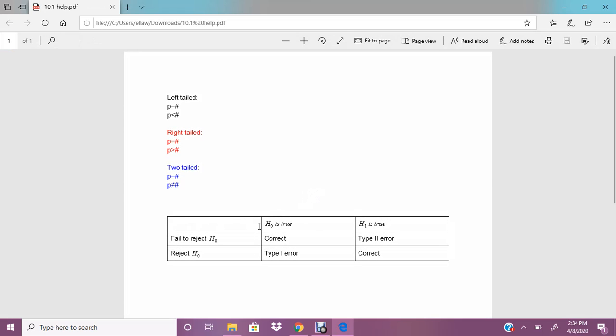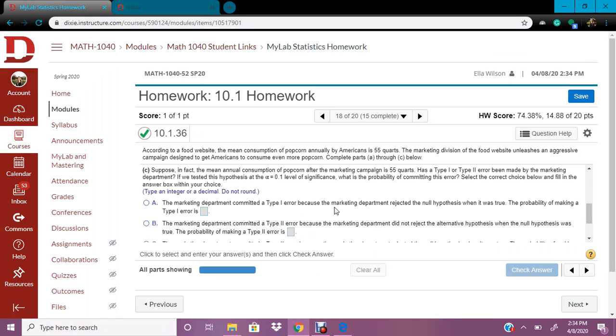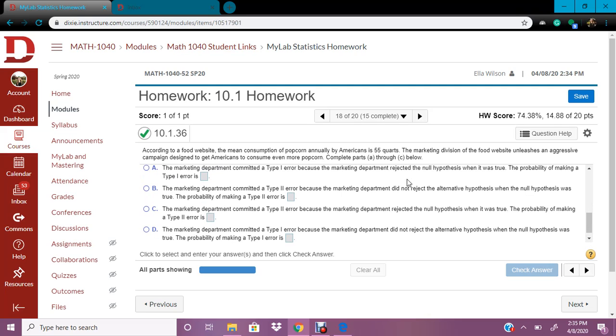So we're saying that the null hypothesis is true. And so we look down this column, and the type 1 error is what it is. It's when we reject the null hypothesis, but it's true. So that's what it's asking about. And so it's going to be the type 1 error because they rejected the null hypothesis.